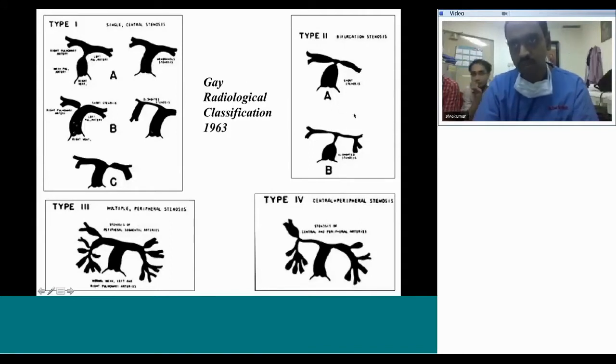Then comes type 2. Type 2 is bifurcation stenosis. That means stenosis involving the distal MPA, proximal RPA, and proximal LPA, which can be short segment A or long diffuse B. Then there is type 3, multiple peripheral pulmonary artery stenosis. This involves only the peripheral pulmonary artery. That means the hilar and mediastinal portions are normal and only the post hilar portions are narrow. And then we have type 4, which is a combination of both central and peripheral.